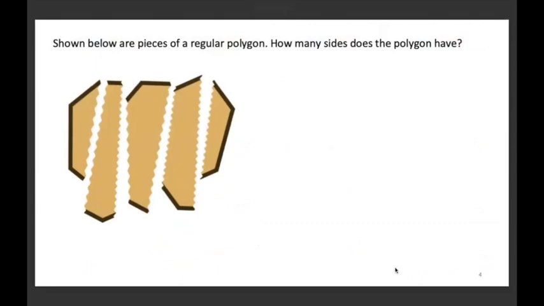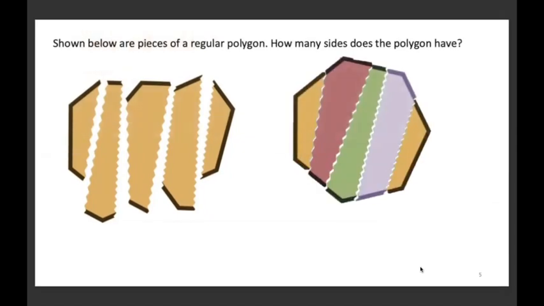Shown below are pieces of a regular polygon. How many sides does this polygon have? You're given here 5 pieces which are a part of a regular polygon. You have to identify how many sides are there when you make up the complete polygon. This is how these pieces get organized.